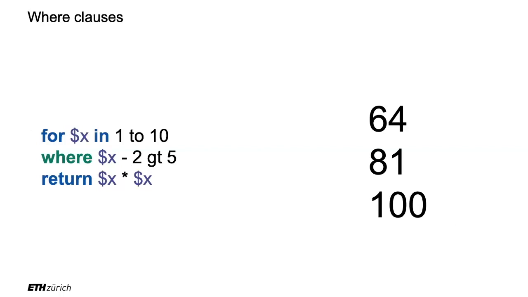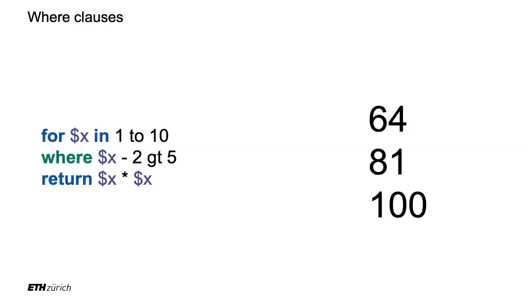Now, here's the where clause. This is new. What is the where clause doing? Well, the same thing as in SQL. It's actually filtering out those that do not fulfill the predicates. So in that case, I'm iterating for all integers from 1 to 10, where x minus 2 must be more than 5, strictly. It's another way of saying x is more than 7.